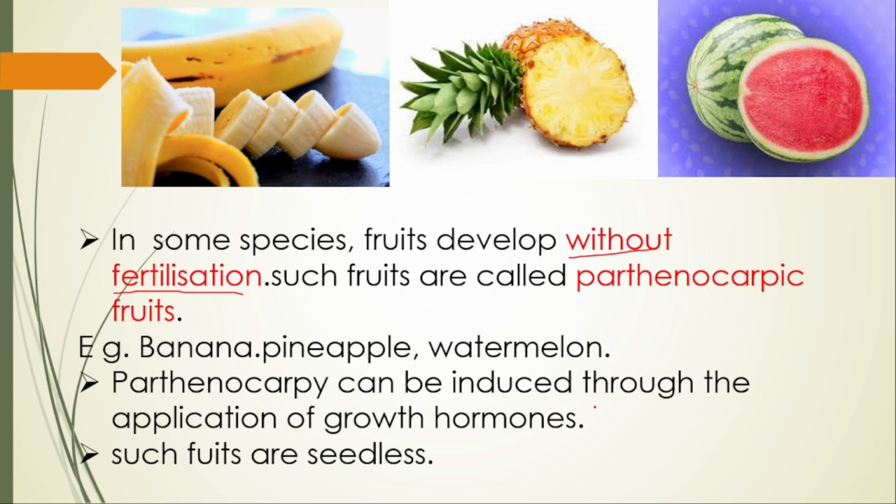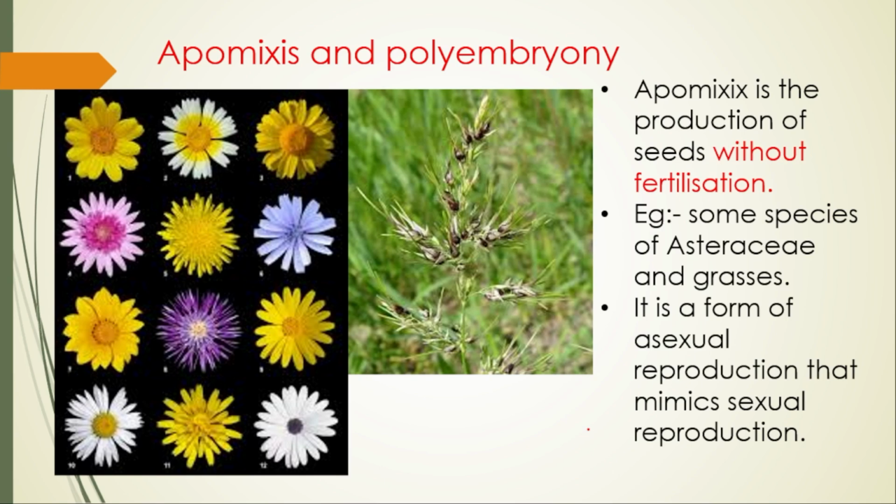Parthenocarpy can be induced through the application of growth hormones. You can induce them by applying growth hormones. Next, let's talk about apomixis and then polyembryony. They are also very important, and this is the extra shortage we can say.